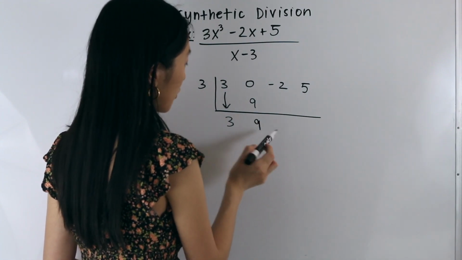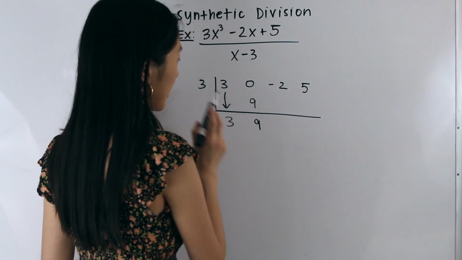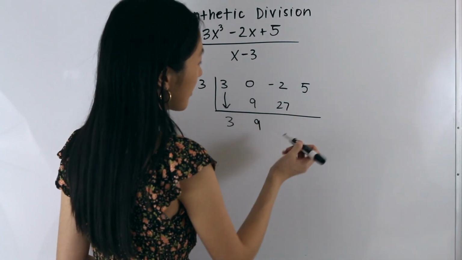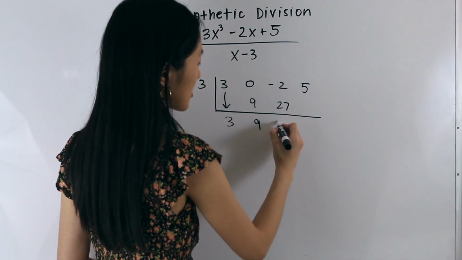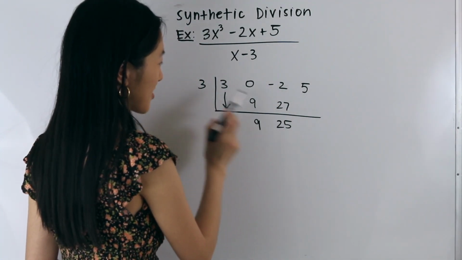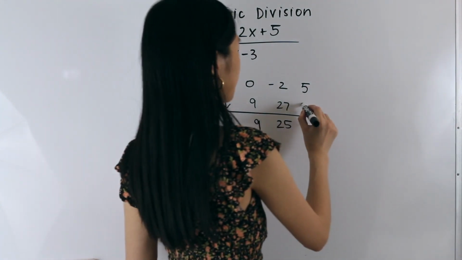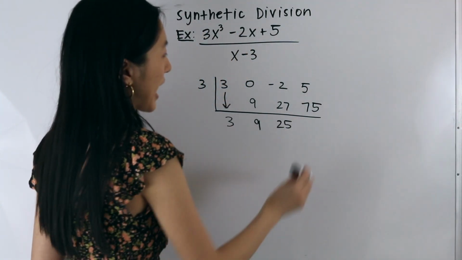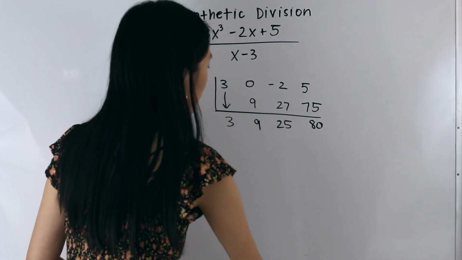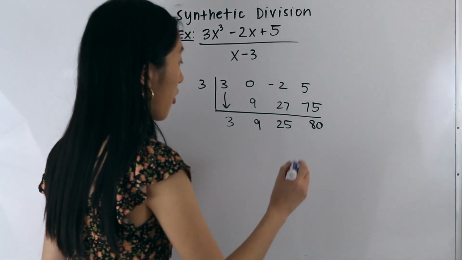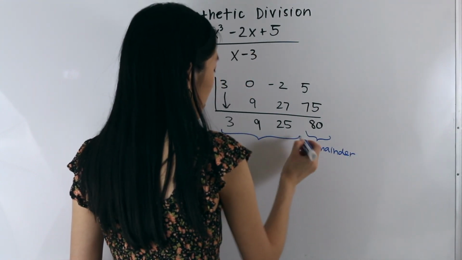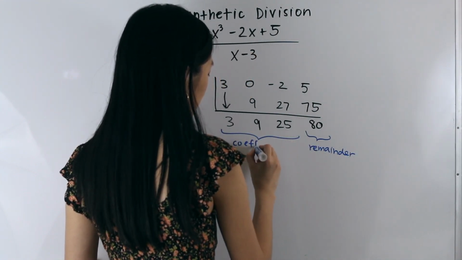Next, we take this number here and multiply it by the number on the outside. So we have 9 times 3, which is equal to 27. And then next, we add the numbers in this column here. So we have -2 plus 27, which is equal to 25. And then we take this number and we multiply it by this number outside. So 25 times 3 is equal to 75. And then we add the numbers in this column. So 5 plus 75 is equal to 80. And then from here, the last term is our remainder, and these preceding numbers are our coefficients.